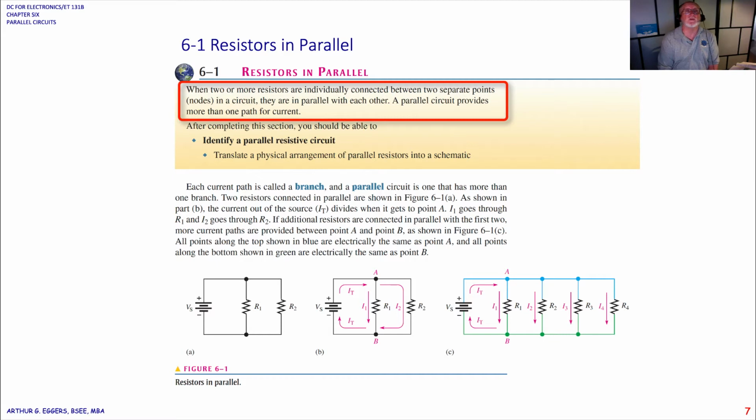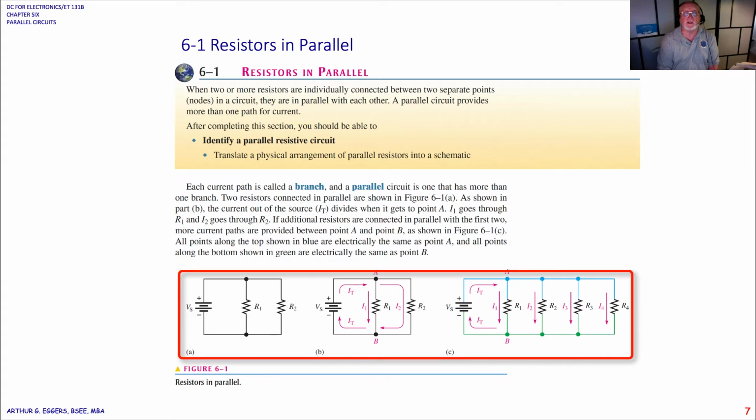A parallel circuit provides more than one path for the current. So now we're looking at how current divides up between numerous circuit components. In this case, resistors. The current, of course, flows from the voltage source. In series, we found that the current remained the same throughout the circuit. Now we're going to find out that the total current is divided up among the branches, each of the parallel circuits that are formed within a simple parallel circuit.